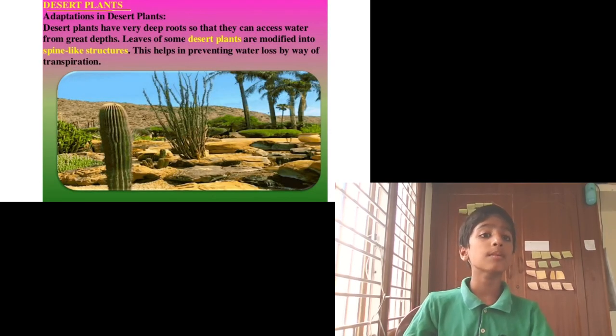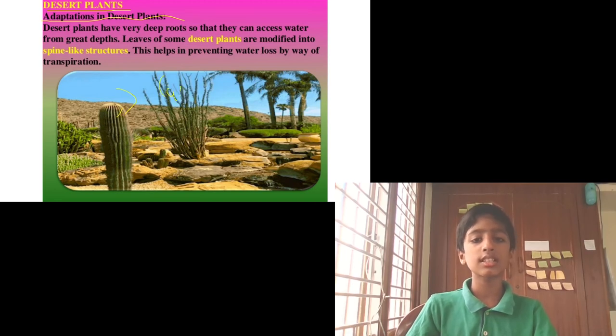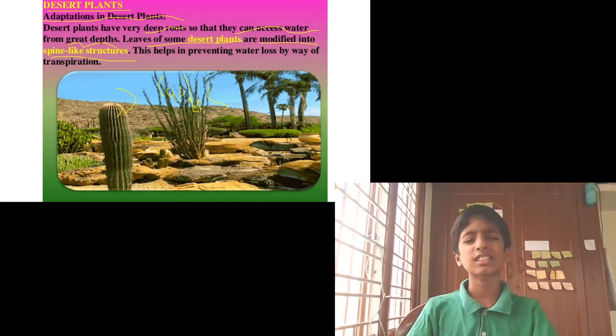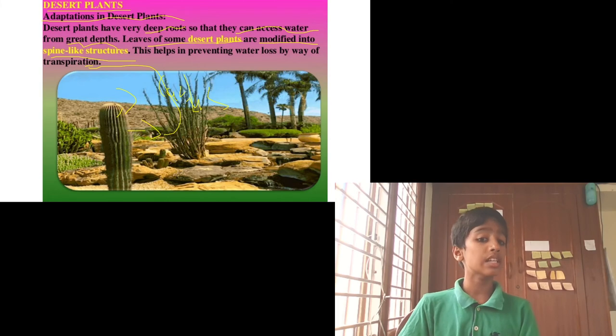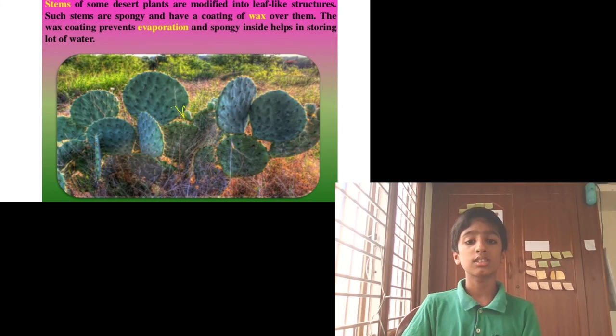Now come the desert plants. What is this? This is cactus. Desert plants have very deep roots, so they can access water from great depths, because there will be less rainfall in the desert. The leaves of some desert plants are modified into spine-like structures because of water loss. Water loss is known as transpiration, and it happens due to the heat. To prevent that, the leaves are modified as spines.